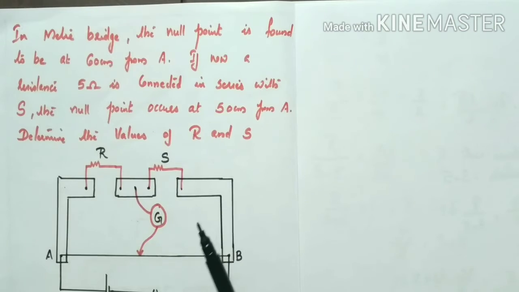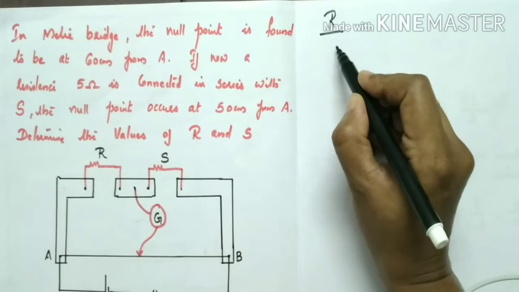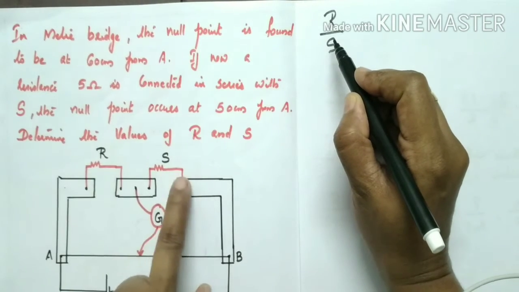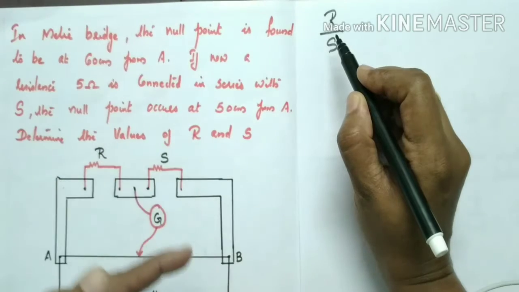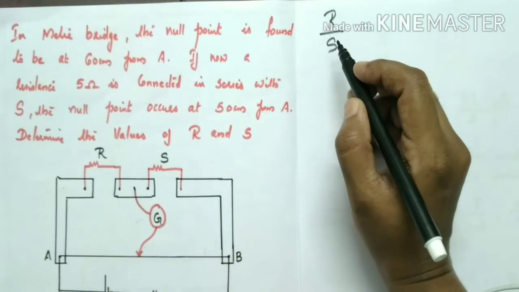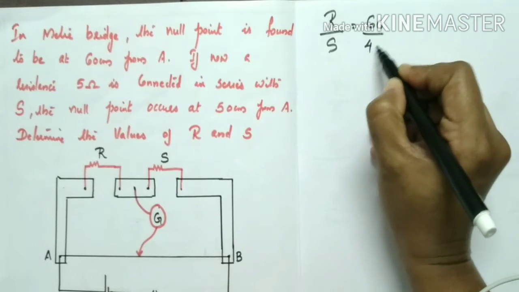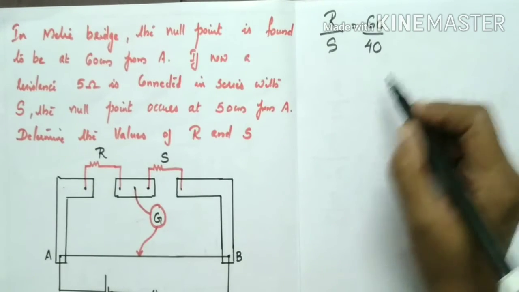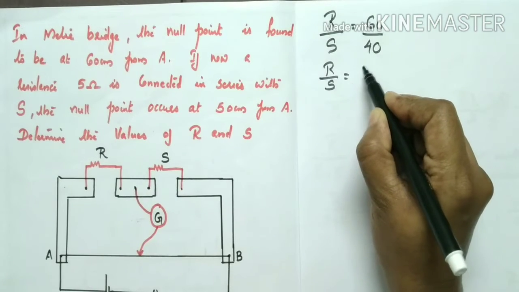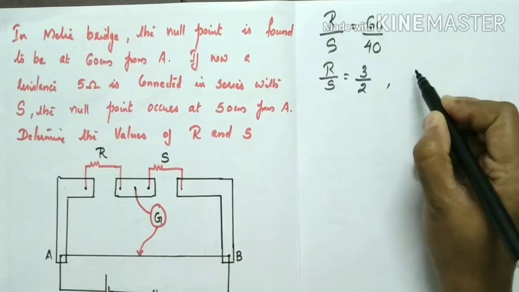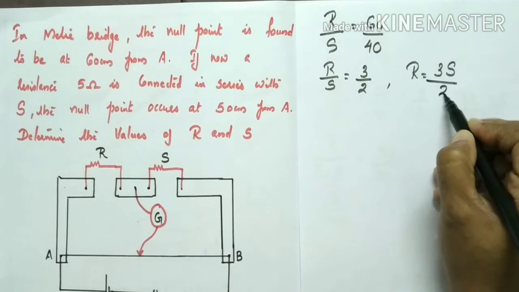Okay, so how will you write the formula? We can write R divided by S equal to 60 by 40, or R by 60 equal to S divided by 40. Like that we can write. So R by S is equal to 60 by 40 from Wheatstone's bridge balanced condition, or we can write R by S is equal to 3 divided by 2, or R is equal to 3S divided by 2.